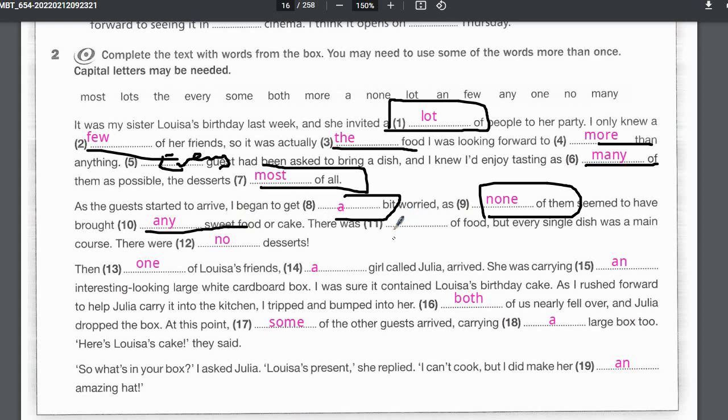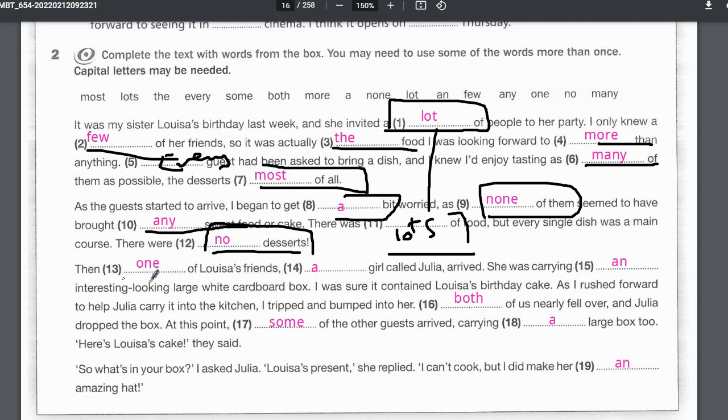Okay, so there was lots. Sorry, I didn't write this one. Lots of food. Lots of. Notice this. Imagine it's plural, so you have a lot of or lots of without a. Okay, sometimes you get these ones mixed up, so you have to be especially careful. Okay, so no desserts, 0 desserts. Remember that no is very common. It can be used with countable and uncountable. I have no money, I have no friends, whatever.